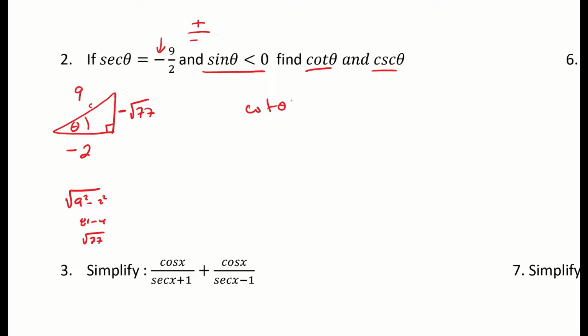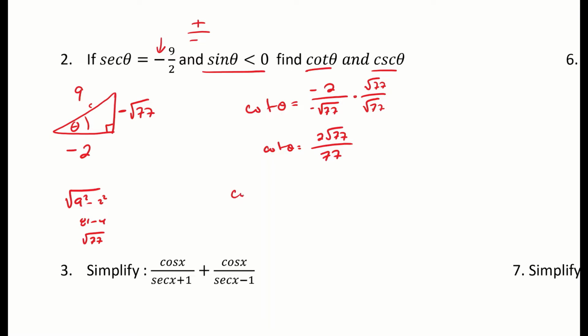So we have cotan theta. Cotan theta is equal to the adjacent side, which is negative 2, over the opposite side, which is negative root 77. So we have 2 negatives, and we're going to do 2 things. We have 2 negatives, so they cancel out. And then we also have a square root in the denominator, so we're going to take care of that. So the negatives become positive, so we get cotan theta is equal to 2 roots of 77 over 77.